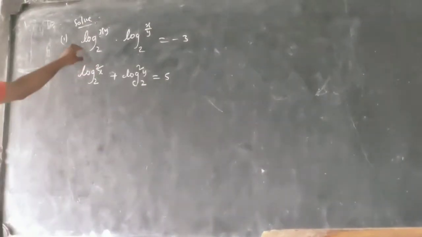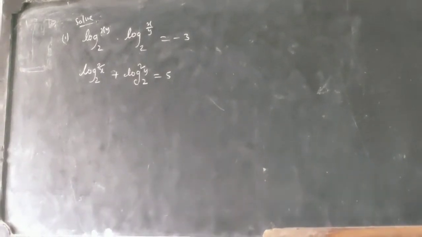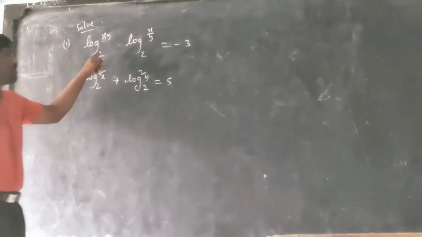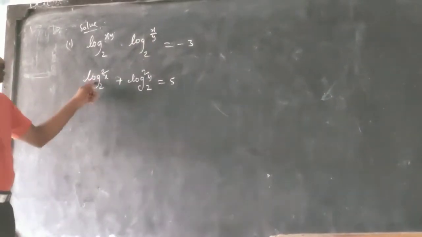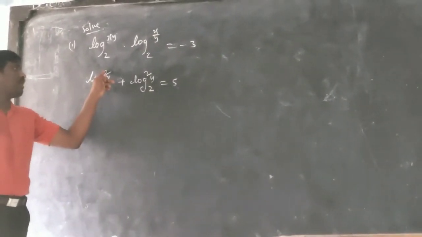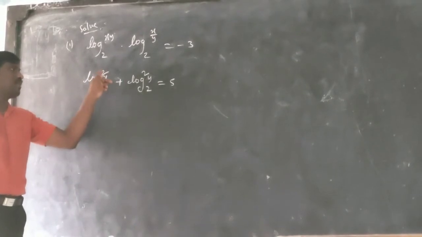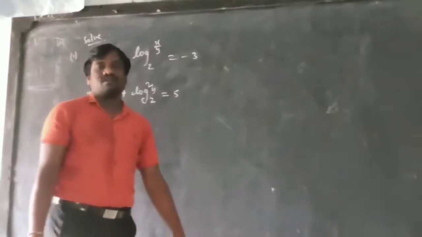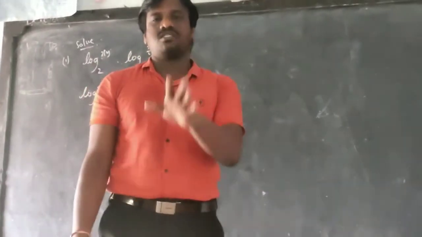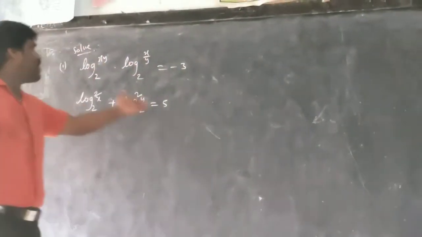Okay, let's see this question here. Log of x with base y, log of xy with base 2, into log of x by y with base 2, is equal to minus 3. Log x square with base 2, square, plus log y with base 2, square, equal to 5. Find the values of x and y. This is the question I gave yesterday. This is a JEE Mains question.